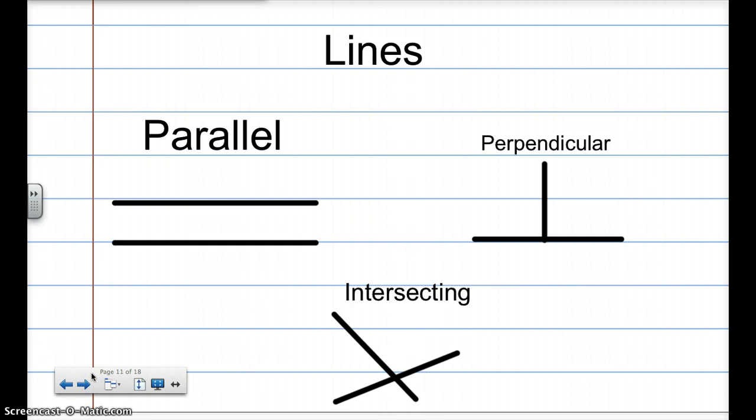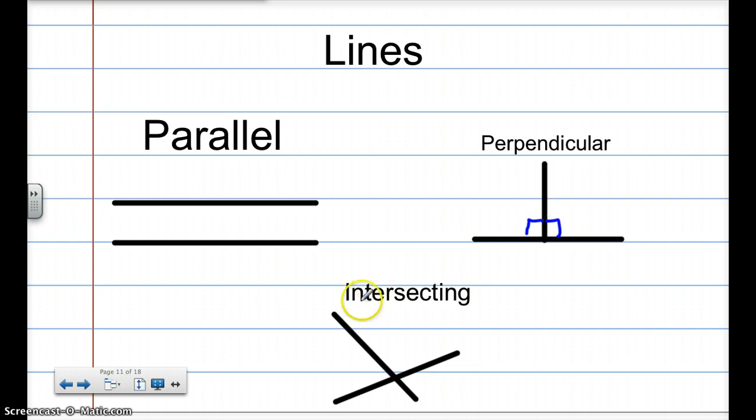Let's talk about some lines. We have parallel lines. Now, parallel lines are lines that run like railroad tracks, and they run right next to each other. They never intersect, they never cross. They just run forever in perfect harmony next to each other. Then you have perpendicular lines. They meet at a 90-degree angle. There's a 90-degree angle there, and there's a 90-degree angle there. And then you have intersecting lines.